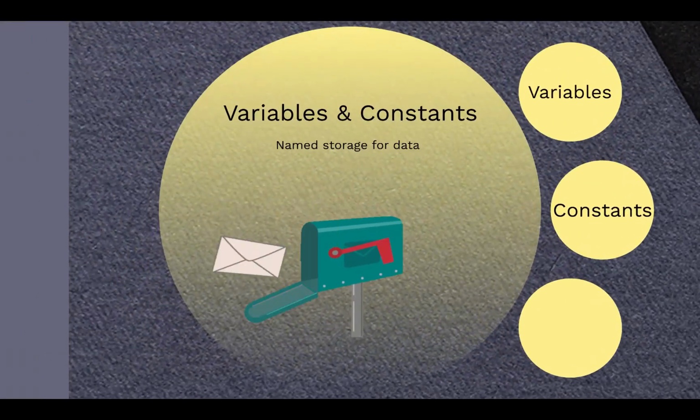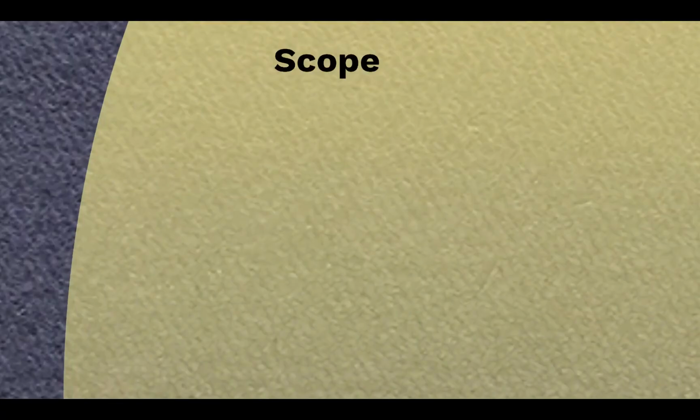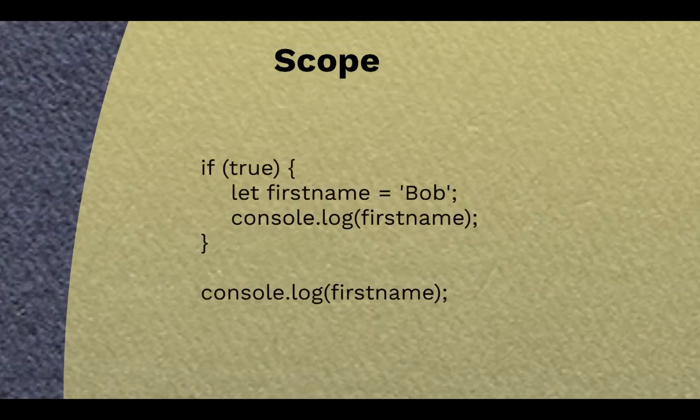Let's look at scope, or in other words, the context in which variables and constants are accessed or visible. The way we've been declaring variables has been in global scope, meaning the variable is accessible from anywhere in your code. But if the variable or constant is declared within a block of code, like conditionals or loops, it can only be seen within that block of code. These are called block scope.